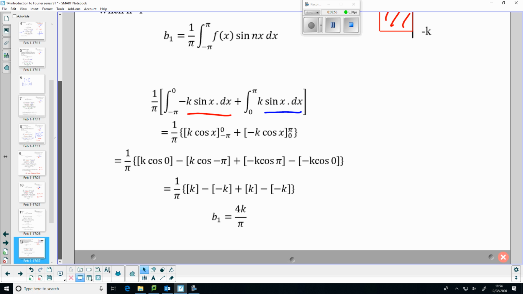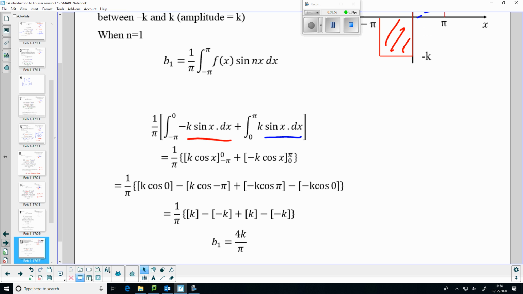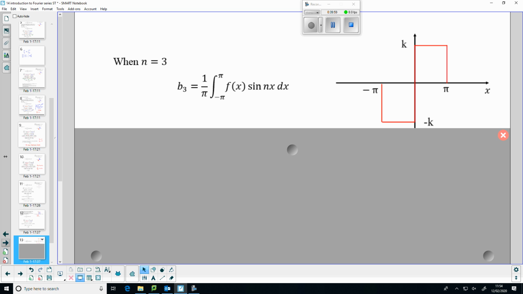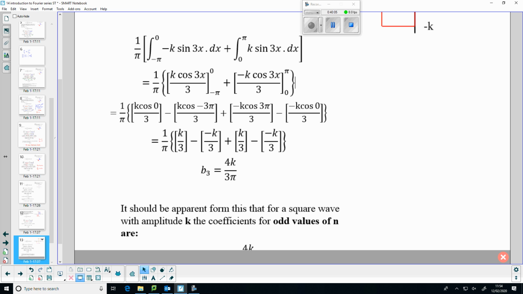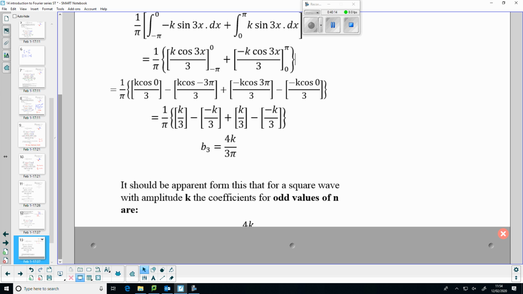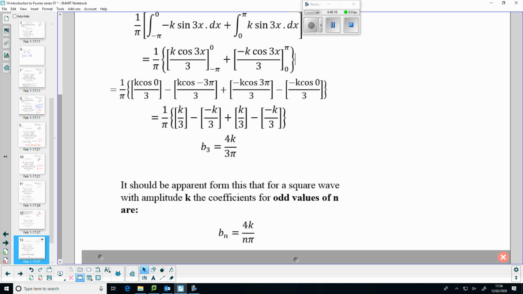If you look at the next one, where n is equal to 3, I'm just going to quickly go through this and then you can copy it down if you want to. K is after the 4, so that's K. It should be apparent from this that for a square wave with amplitude K, the coefficients for odd values of n are Bn is equal to 4 times the amplitude over n times pi.